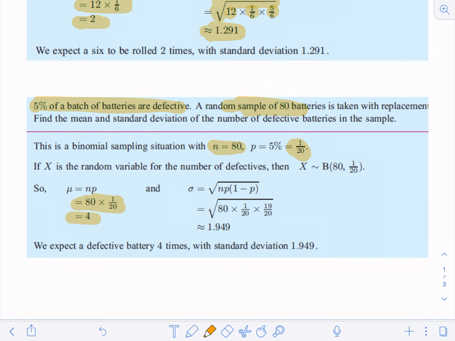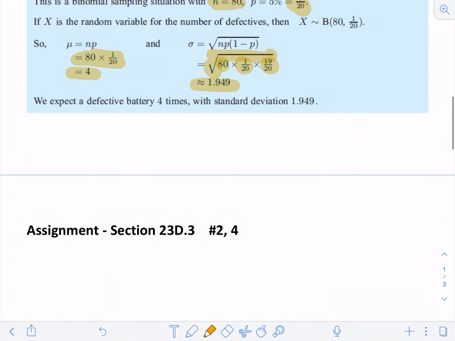And how much is that going to vary? What's my standard deviation? Again, that's pretty low. My standard deviation is less than 2. When I calculate 80 times 1/20th times 19/20th and take the square root of that, I have a standard deviation of 1.9, because we know that about 5% of the batch is defective. So we expect 4 batteries to be defective, and our standard deviation is 1.949. And that's it.